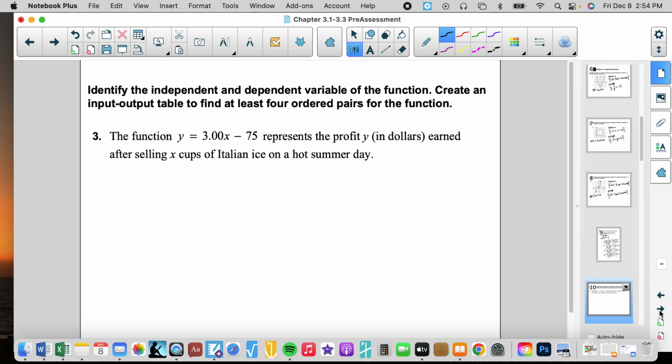So here's our new one. It says the function y equals 3.00x minus 75 represents the profit y in dollars earned after selling x cups of Italian ice on a hot summer day.